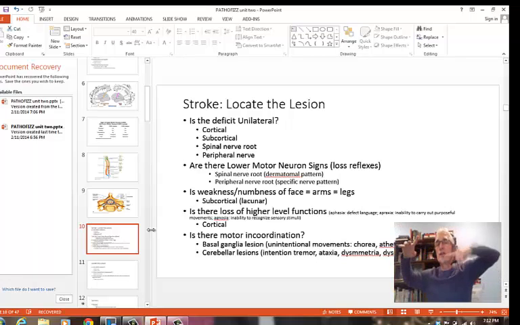Okay? If there's muscle incoordination, look to the cerebellum, such as dysmetria. This side's good. This side can't get to that nose, dysmetria, or dysdiadochokinesia. The rapid alternating movements are normal here, but on this side, they're very uncoordinated. Okay? Those are signs of cerebellar abnormalities.